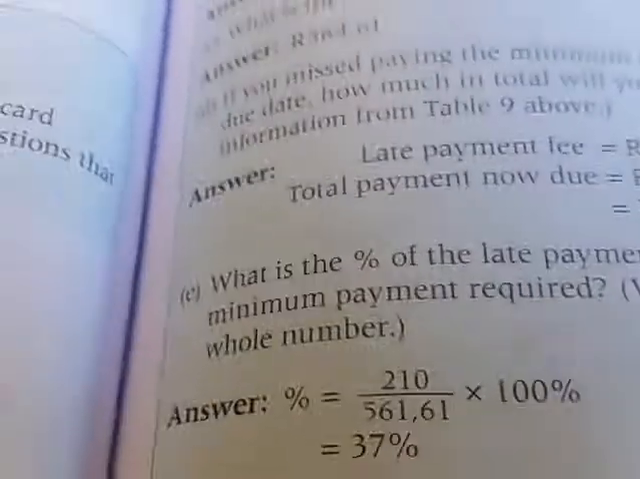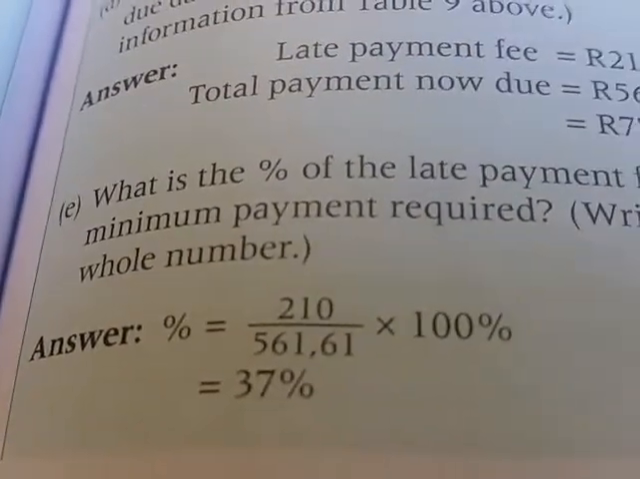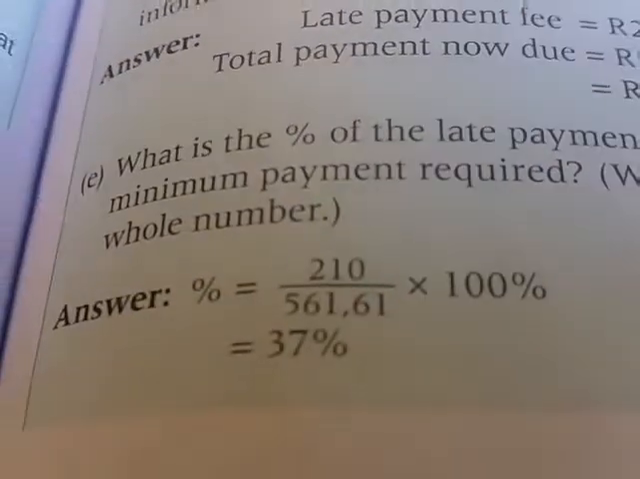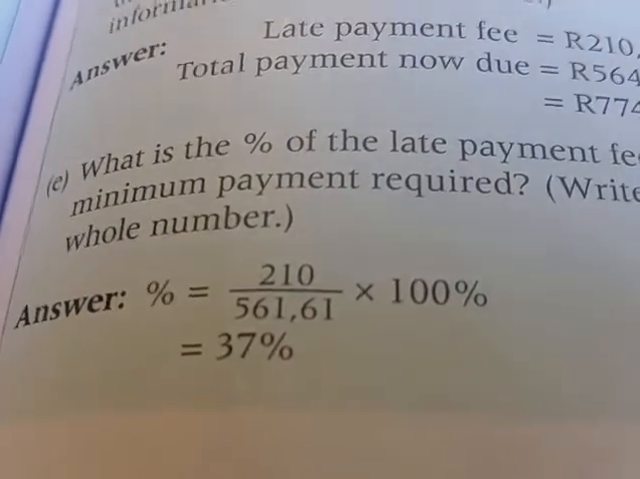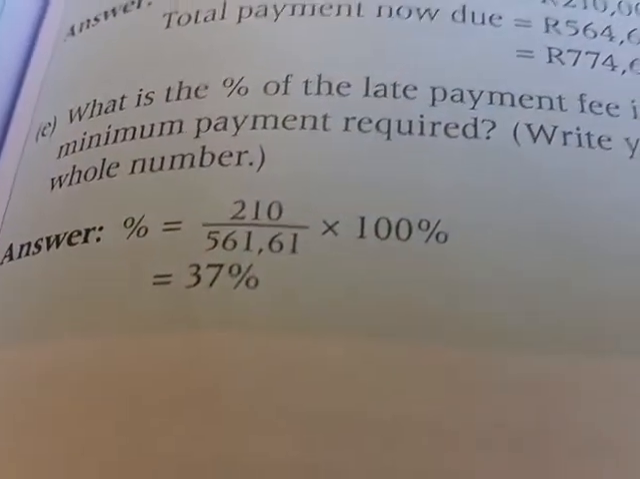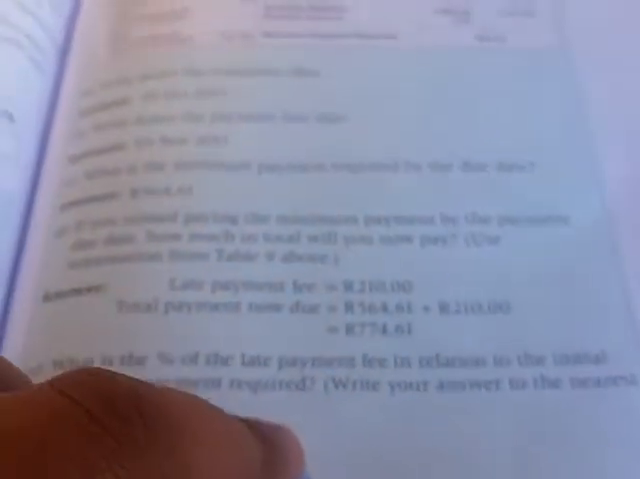So it's 210 over 564.61 times 100%. And assuming that it should still be 37% when rounded to the nearest whole number, it's probably good. There probably won't be much of a difference. But anyway, that's pretty much how it's done.